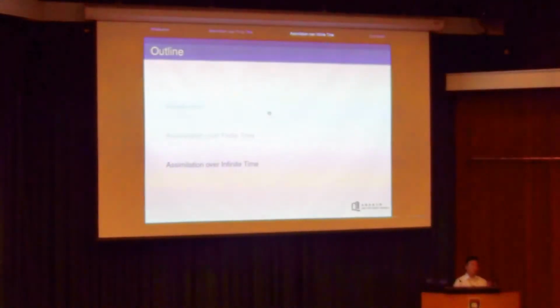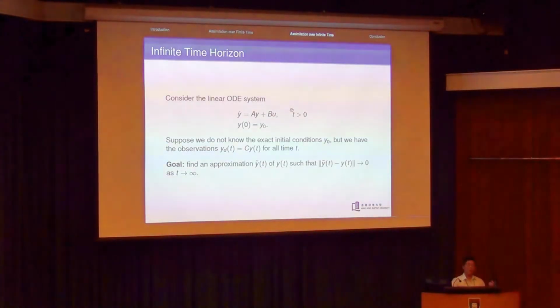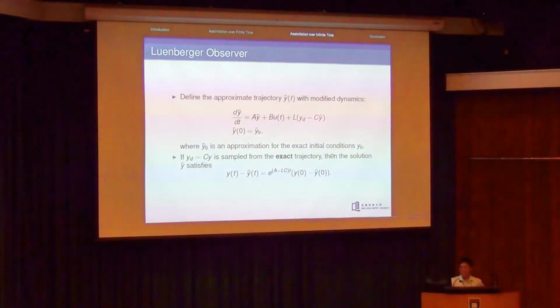So that's assimilation over finite time. Now, what happens if you have your data that continues for all t? Then you don't get the adjoint equations anymore. You can't use adjoint techniques because you don't have a final condition for the adjoint. Okay, so it doesn't work. So there's a different technique of doing it, and that is what is called a Luenberger Observer.